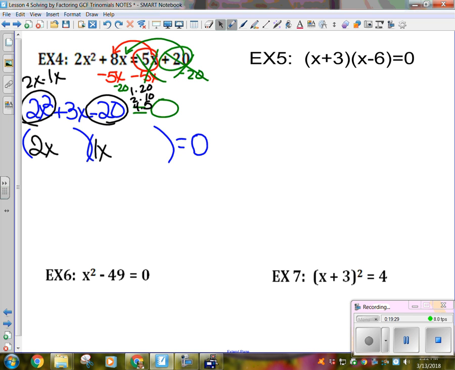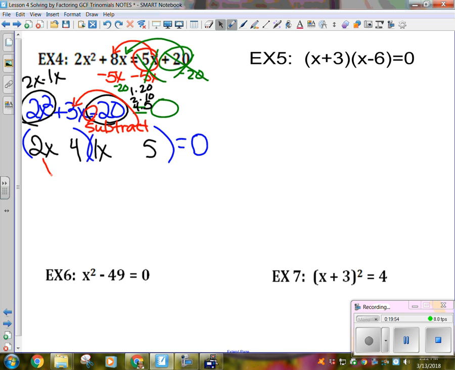So which ones do we want to check first? Usually you check the two factors that are smaller or closer together. I'd probably check the 4 and the 5. Let's just see. What if I put the 4 and the 5 here? Remember, am I subtracting or adding to get the middle? I'm going to be subtracting to get 3.